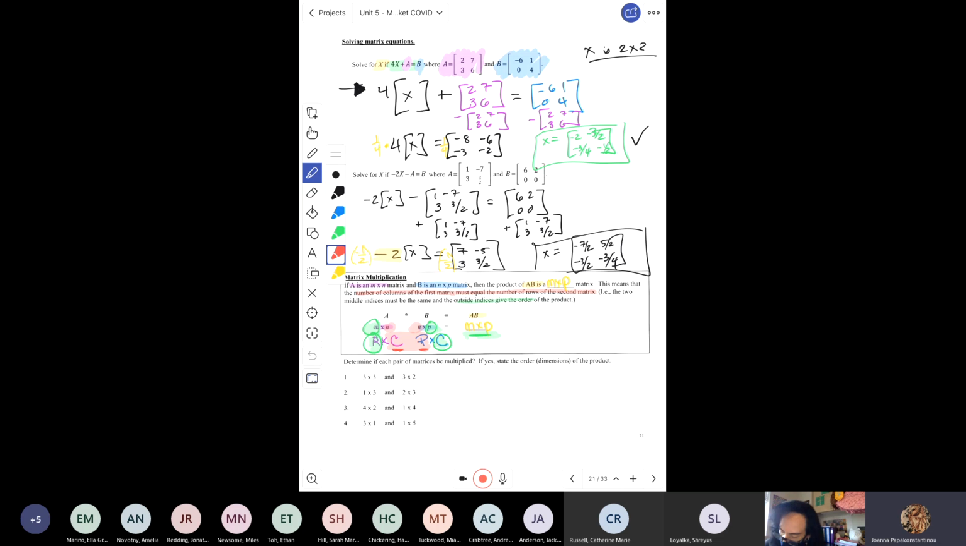Let's say you've been given these 4 sets of matrices and you're trying to determine if you can even multiply them. I'm telling you that the first matrix is a 3 by 3 matrix. The second matrix is a 3 by 2 matrix. Can I multiply these two together? These two numbers are the same, and the order of the product of these two matrices will be what? 3 by 2.